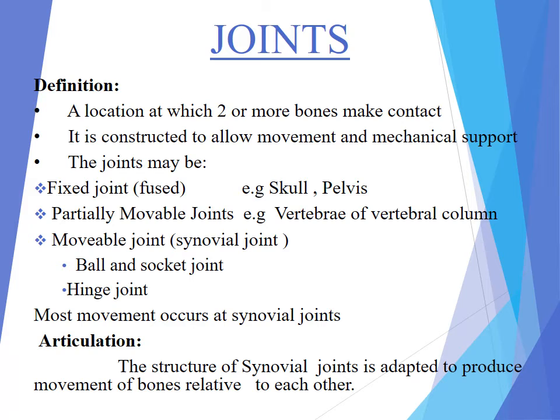Then there is another term which is linked with the movement of the synovial joint, and it is articulation. The structure of the synovial joint is adapted to produce movement of bones relative to each other, and this is called articulation. It means that synovial joints are positioned in such a way that they produce movement of the bones against each other, and this term is called articulation.